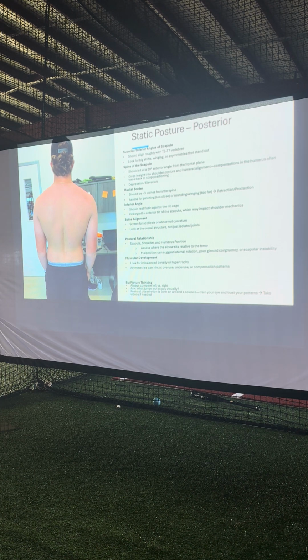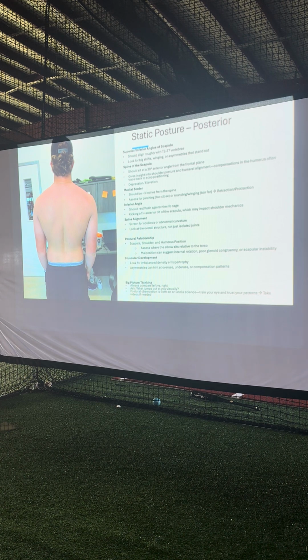And then we have the medial border. So on the inside, that should be roughly about 3 inches from the spine. So we're looking for, obviously, if we're super retracted, that space is gonna condense. And if we're super protracted, that space is going to get bigger. So we're kind of looking for little things like that. And also, we see a lot of times one side is super close, one side is not super close. So we're kind of just doing an intake on what's going on.